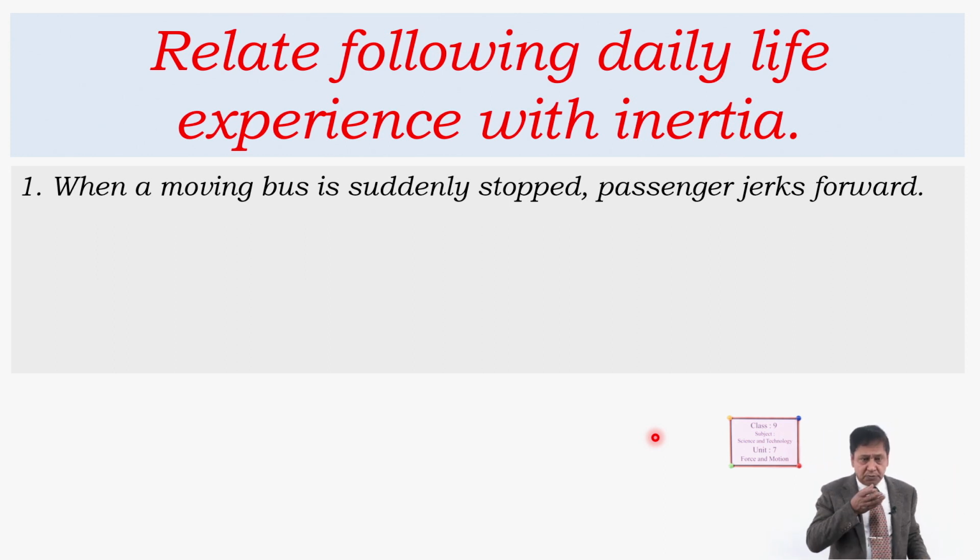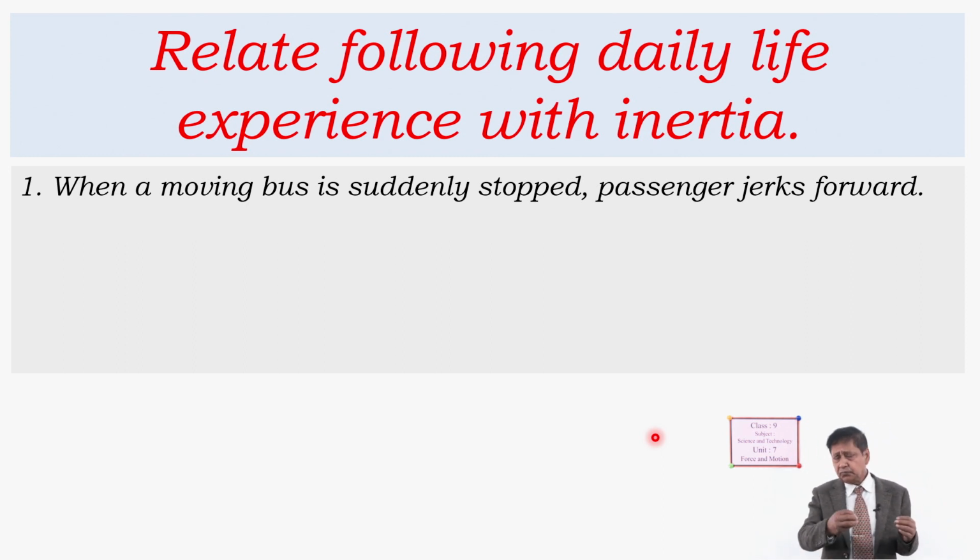If a bus is moving, then the body of the passenger is in motion, and the body has inertia of motion, and it tends to continue the state of motion. But when it is suddenly stopped by using the brake, then what happens? The lower part of the body, which is in contact with the seat, quickly attains the state of rest. It comes to rest simultaneously with the bus.